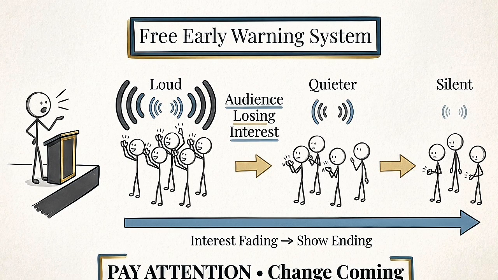Volume divergence is your free early warning system. The market hasn't crashed yet, but it's getting tired. It's like the applause getting quieter after each speech. The audience is losing interest. The show is almost over. When you see price making new highs but volume making lower highs, pay attention. Something is about to change.